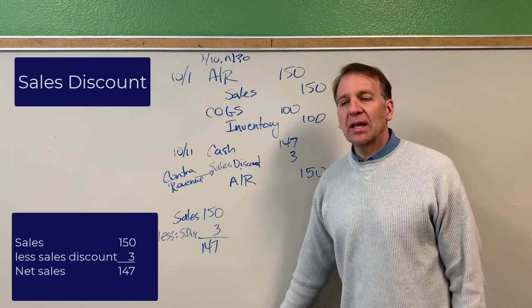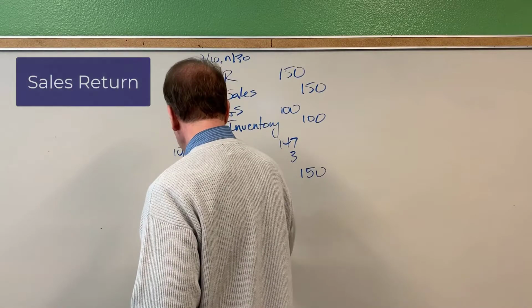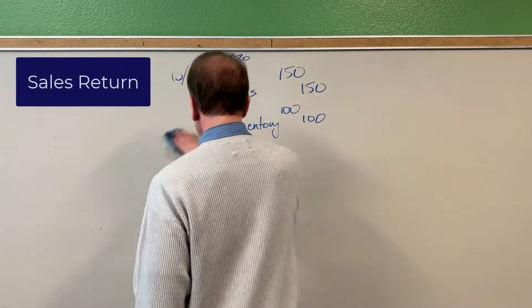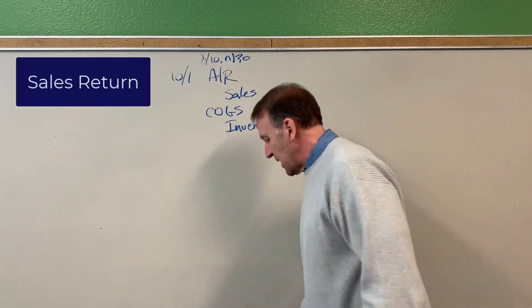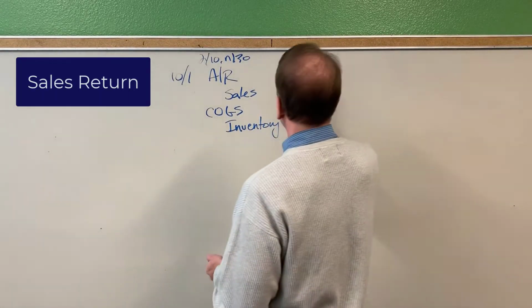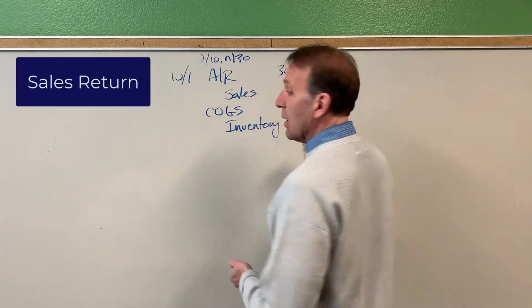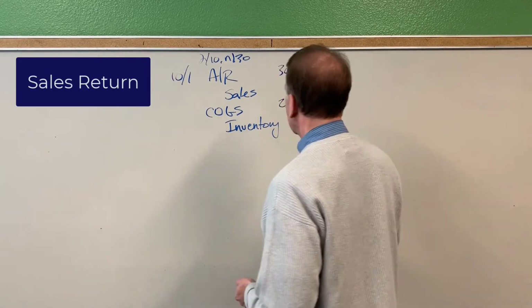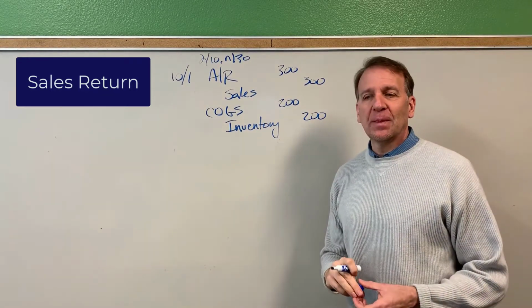Now let's take a look at what a sales return would look like. So I'm going to erase this. Let's use similar. We'll change these numbers slightly. Let's say that we had a sale on October 1st for $300, and the items that we're selling had a value of $200. So then we'll debit cost of goods sold and credit inventory, $200.